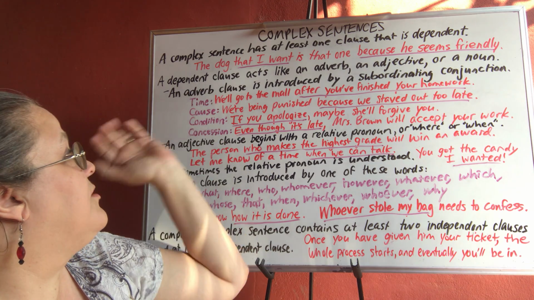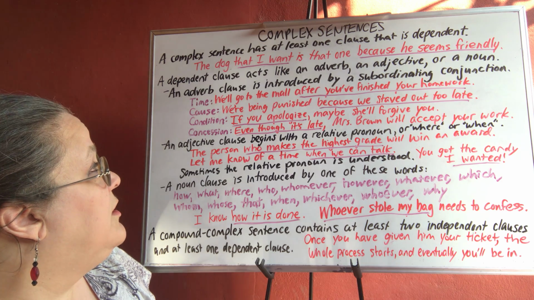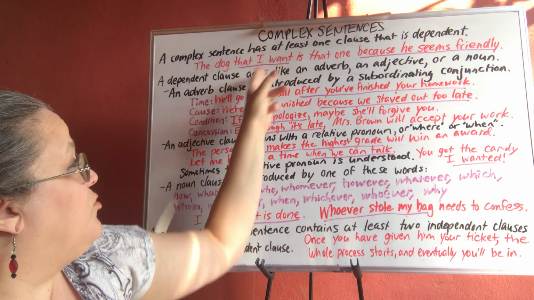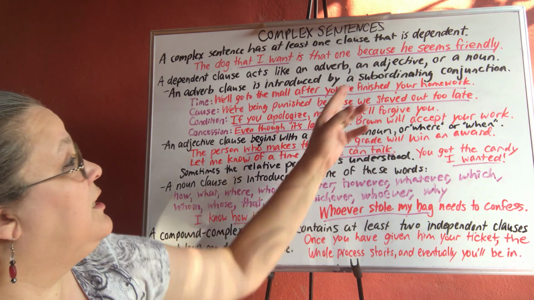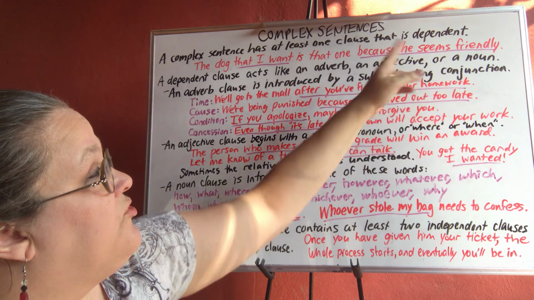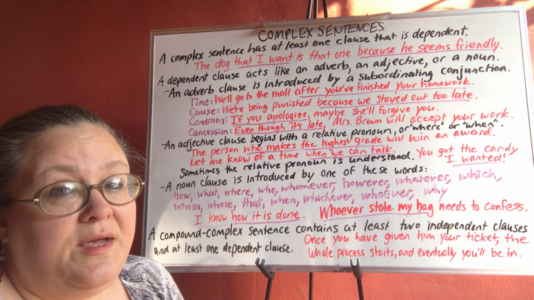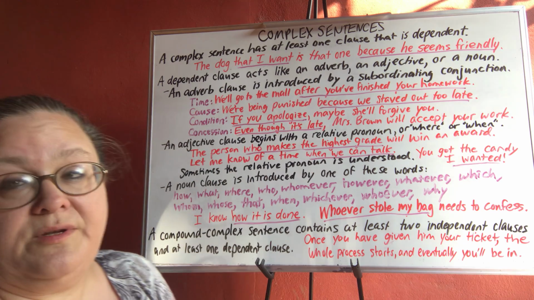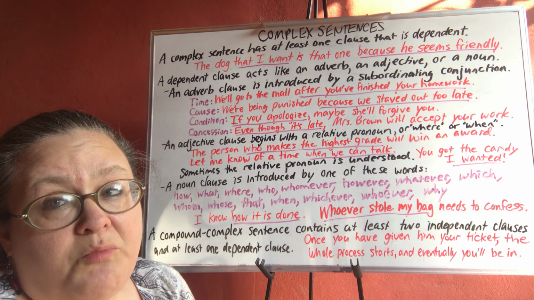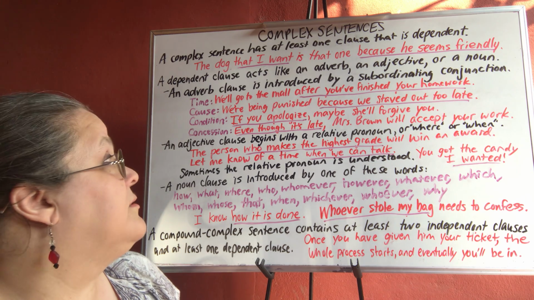This sentence: the dog that I want is that one because he seems friendly. The words that I want, that is a dependent clause, and because he seems friendly is also a dependent clause. The independent clause in the sentence is the dog is that one. That would be a boring sentence without the other clauses working in it.